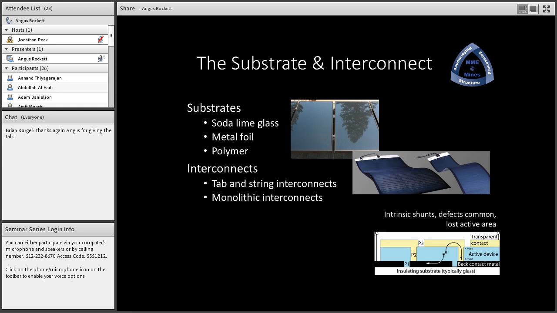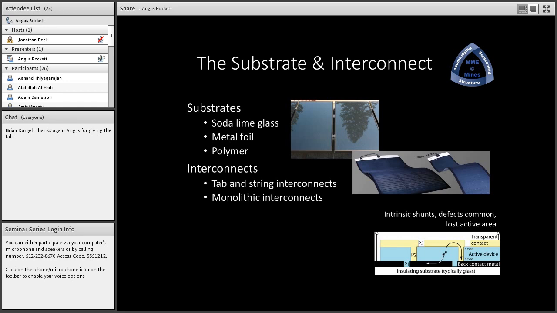You can sometimes leave out little areas where it doesn't scribe completely, and that produces a shunt. And the scribe line itself, of course, is lost active area, because from one edge of the P1 scribe to the other edge of the P3 scribe, the device is inactive, and for some small area around that, where the shunt current and so forth is dominating.